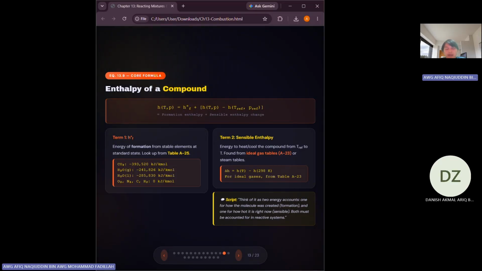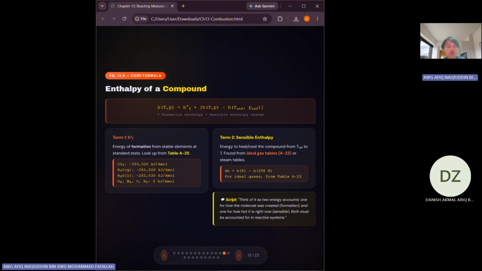Some key values from Table A-25 that you will use constantly: CO2, h°f is equal to negative 393,520 kilojoule per kilomole. H2O in gas, h°f is equal to negative 241,826 kilojoule per kilomole. H2O in liquid, h°f is equal to negative 285,830 kilojoule per kilomole. O2 and N2, H2, the h°f is equal to 0 since they are the datum elements.